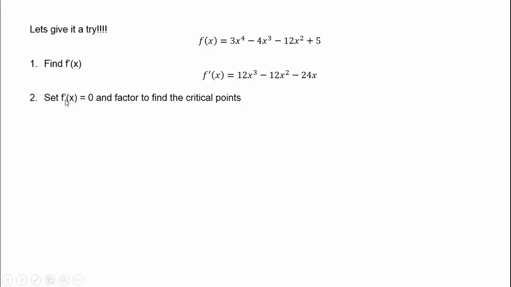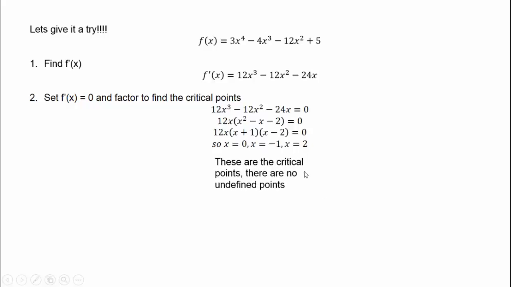Our second step is to take f prime of x and set it equal to 0 and factor to find the critical points. So I go ahead and set it equal to 0. I notice that there's a 12x in each of the 3 terms, and I factored that out. We now have a trinomial that also appears to be very easily factored. And so I rewrote that as 12x times x plus 1 times x minus 2, which leaves our critical numbers to be 0, -1, and 2. These are our critical points. We have no undefined points in this polynomial because we do not have any zeros in the denominator for our purposes today.